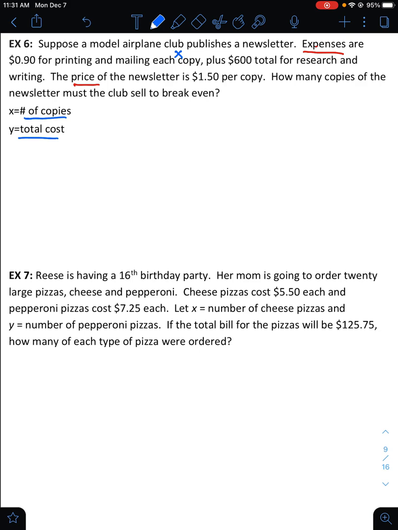So I'm going to write my first equation: 0.90x plus 600. That's just a constant, there's no variable attached there. And then that is just going to equal Y. So 90 cents per copy plus the $600 gives me the total cost. Okay, I am done with the 90 and the 600. Now let's move on to the price.